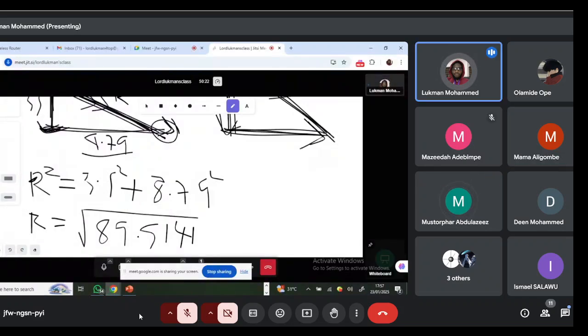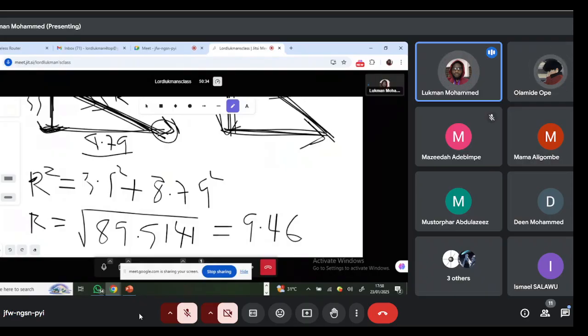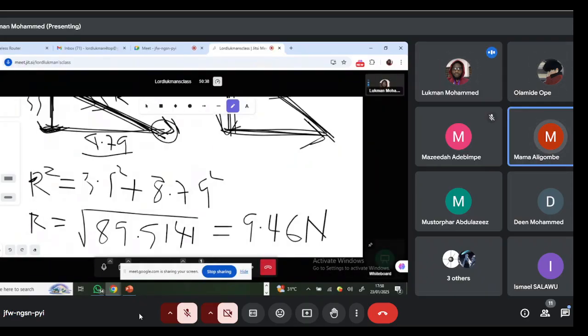So the square root of that is R. What is the square root of that? 9.4612. So this is the net horizontal force. This is the value of the resultant. This is also the value of the equilibrant in terms of magnitude, but they are in opposite directions.